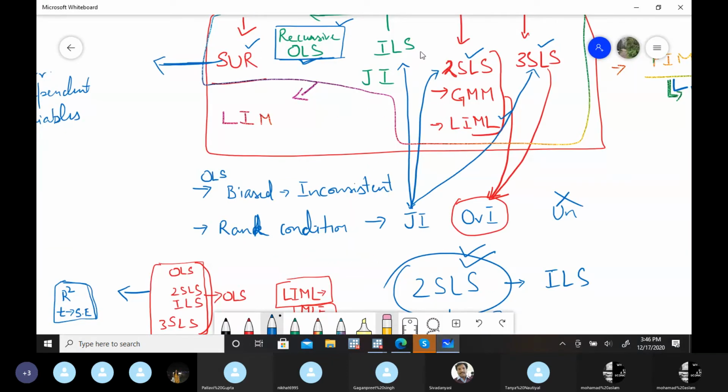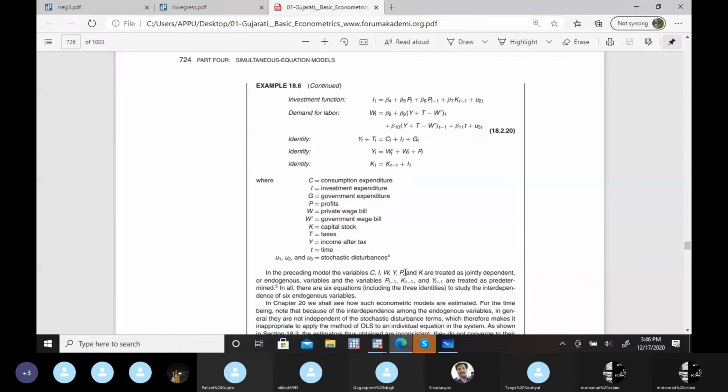SUR, recursive, ILS, 2SLS, 3SLS. For unidentified, there is no method at all. It's only possible to estimate if it's either just identified or over identified. So there is a mistake here.